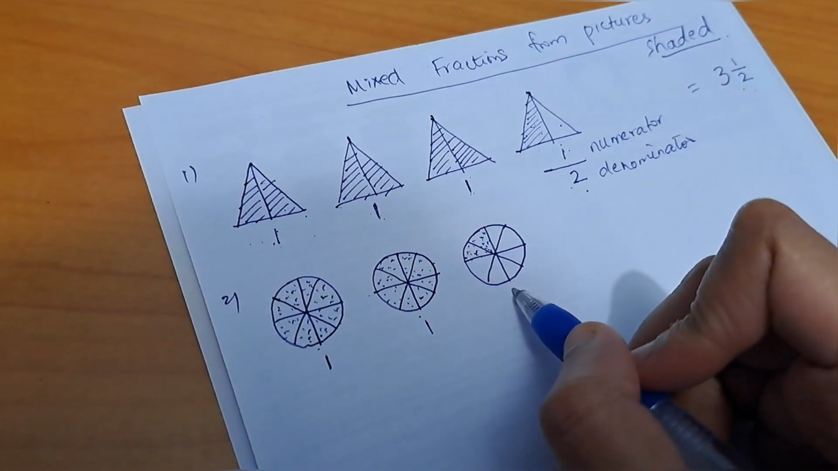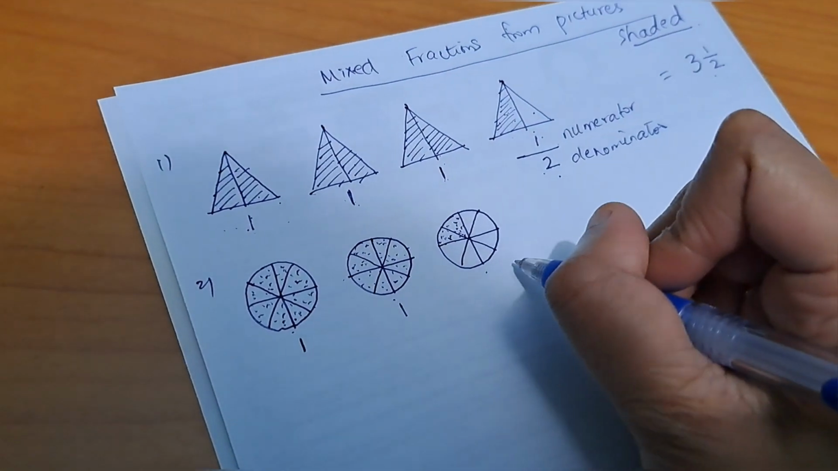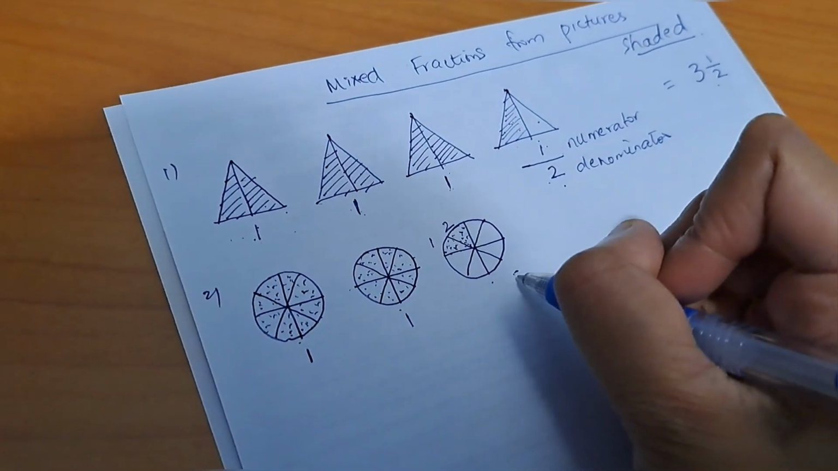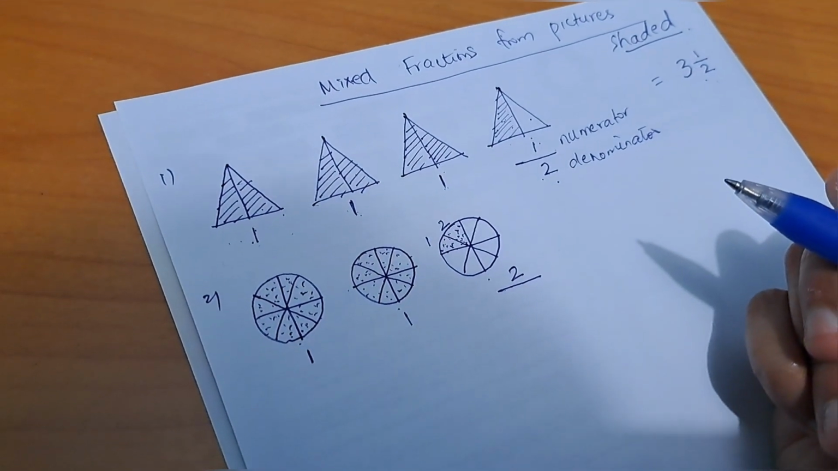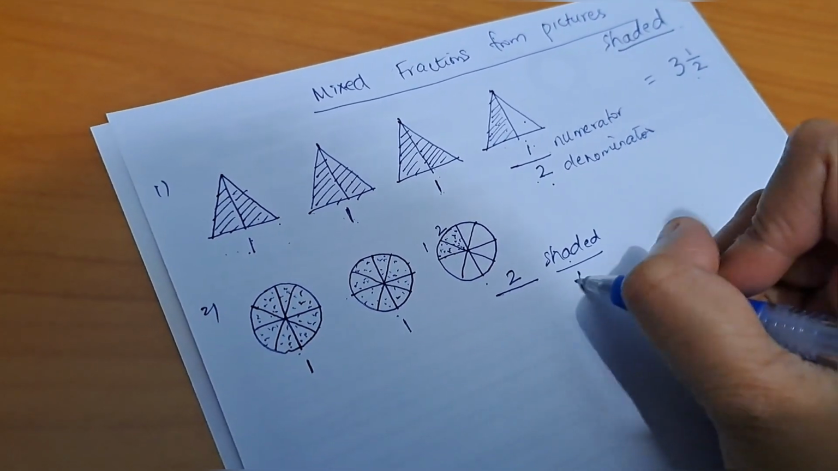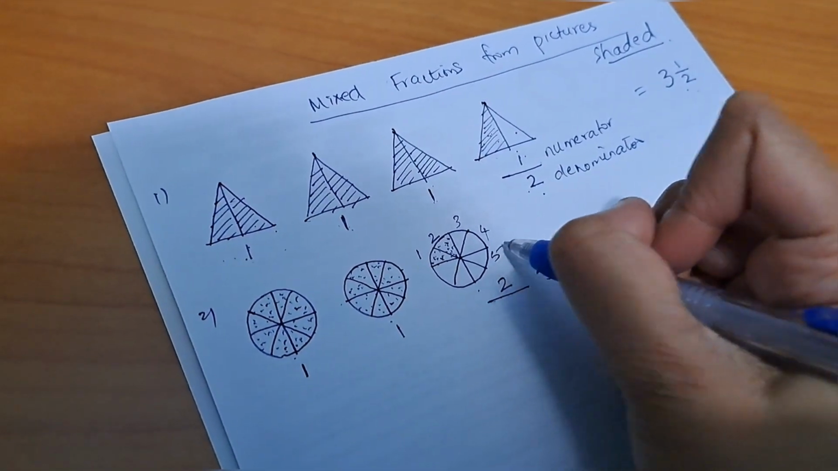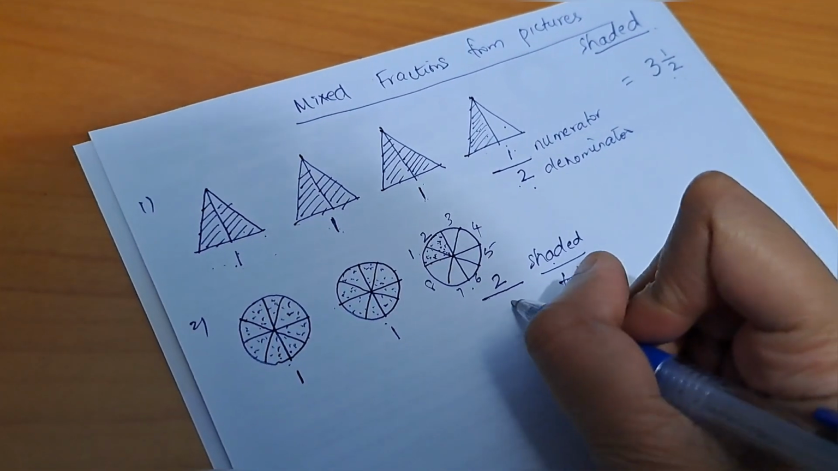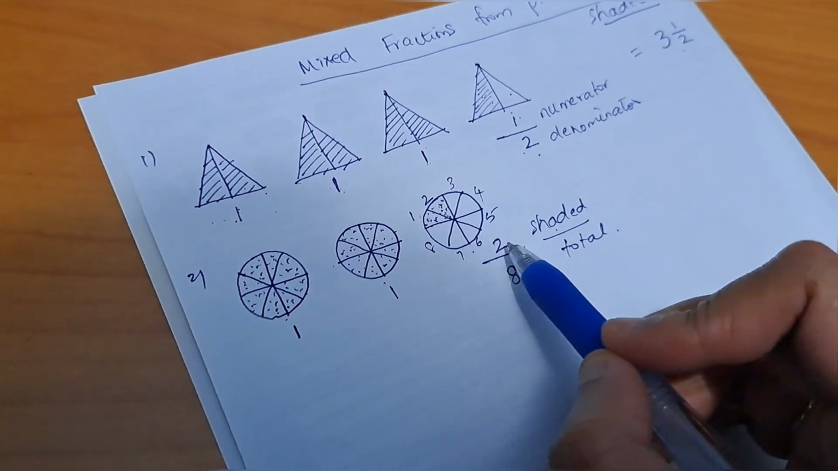And now when we come to the last one, we see that only 2 parts are shaded. So, the numerator will be the shaded parts, 1, 2. That will be the numerator, and the denominator should be the total parts. Numerator is the shaded part. Denominator will be your total parts. So, 1, 2, 3, 4, 5, 6, 7, 8. In total there are 8 parts. So, 2 by 8. This picture represents 2 by 8.